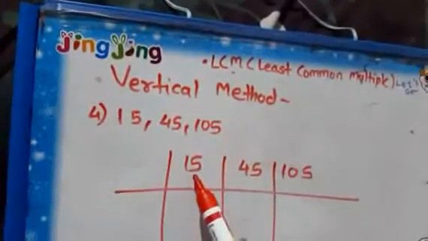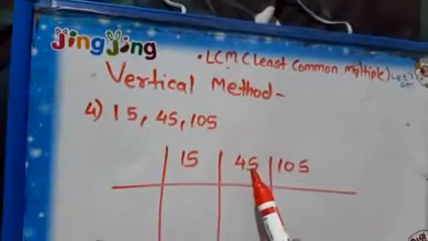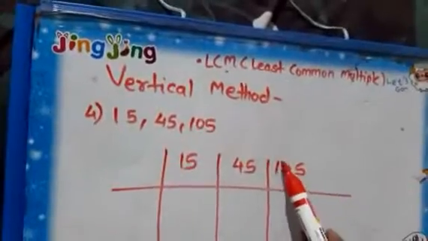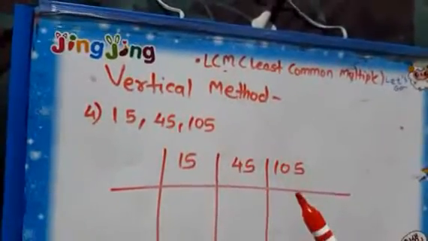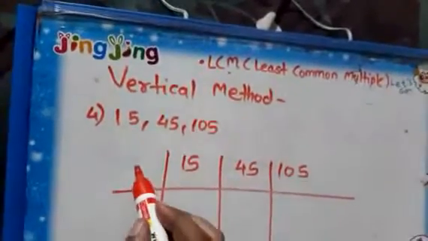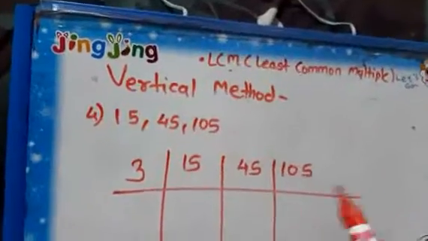This number is divisible by 3. For this, 4 plus 5 is 9. This is also divisible by 3. 1 plus 0 plus 5 is 6. So this is also divisible by 3. We can take 3 for all numbers.